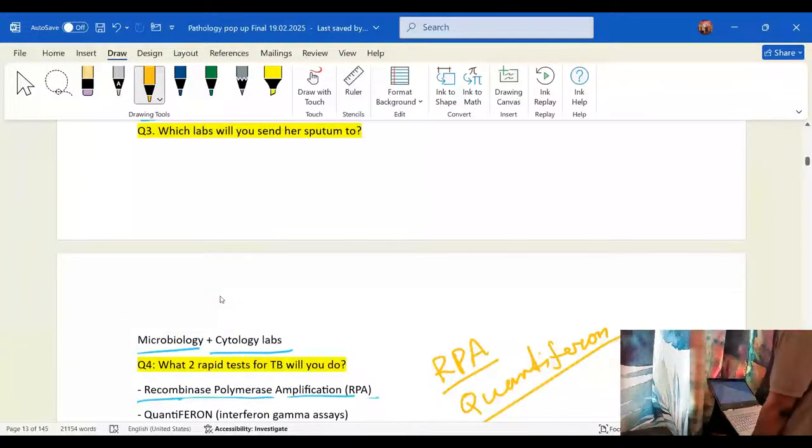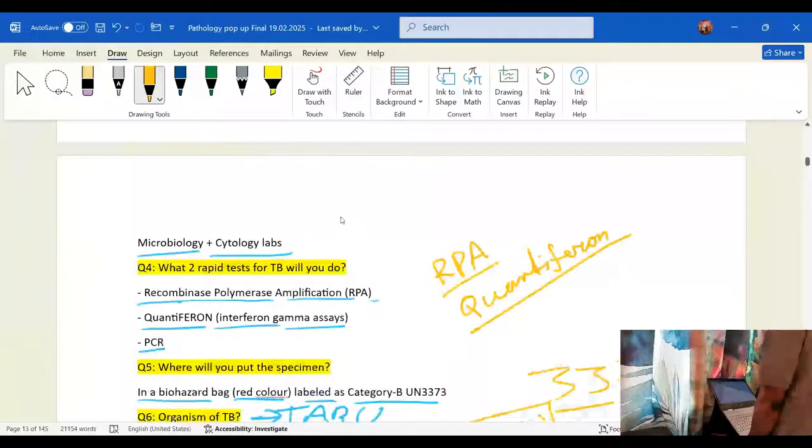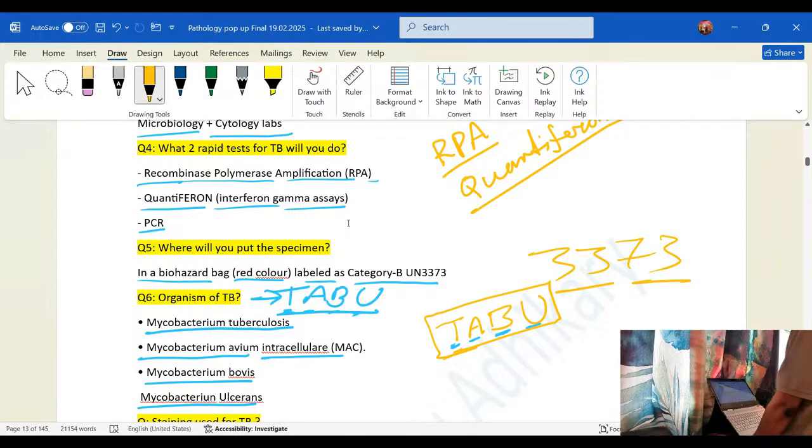Which lab will you send it to? Microbiology and cytology. We will do PCR, QuantiFERON, which is an interferon gamma assay, and recombinase polymerase amplification.